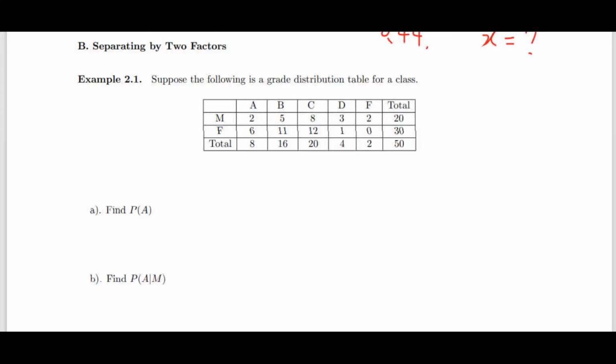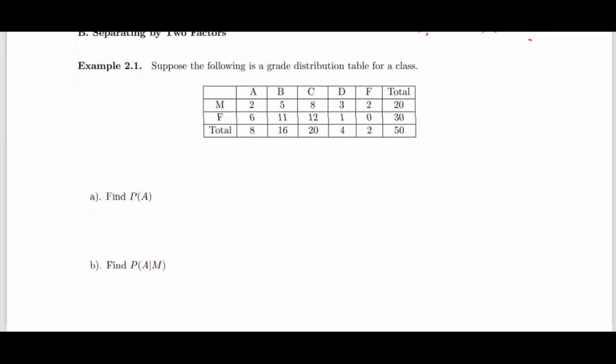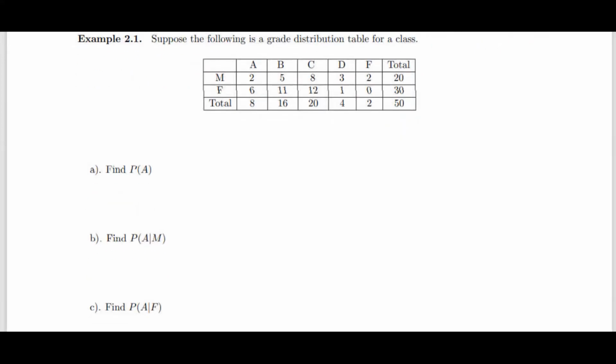From this table, we can have those kinds of probability problems. So find P(A). Here A stands for the students who get the grade A. So P(A) is just the percentage of getting A among our class, right? So this is equal to, out of the total of 50 students, how many got A? We say 8, right?